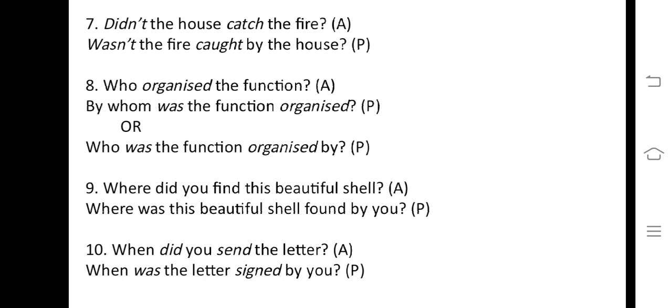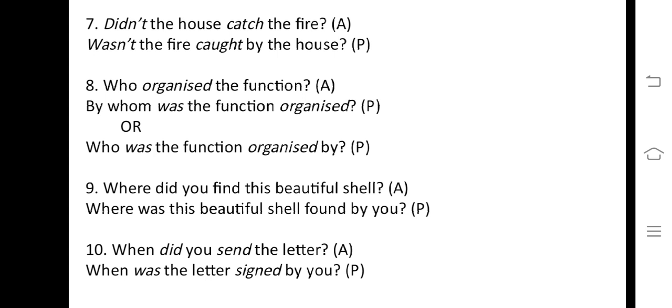Seventh sentence. Didn't the house catch the fire? This is a negative interrogative sentence. As I told you, with an auxiliary verb, the negation word will go along with it even in the passive voice. So our answer will come like this. Wasn't the fire caught by the house?